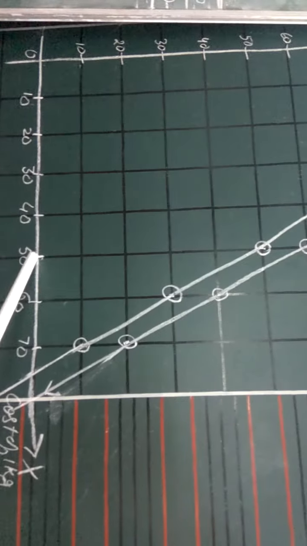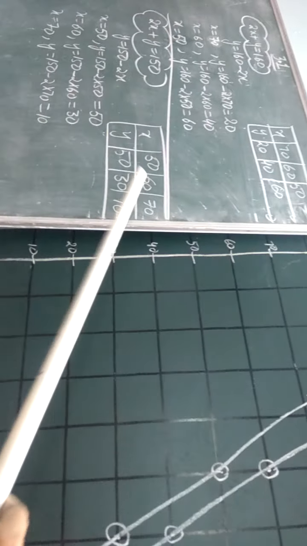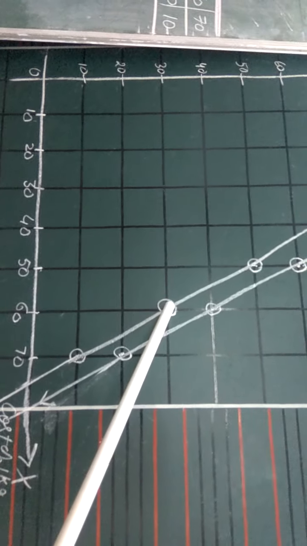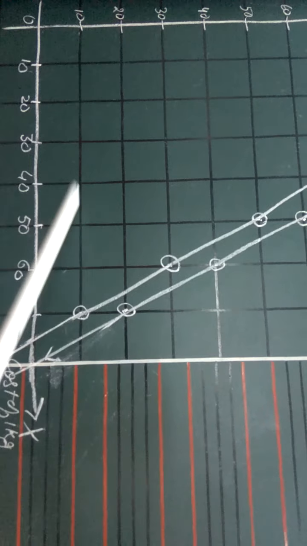Similarly, plot the second points, 50 50. So here is x 50, move it to y 50, mark it here. Then 60 30, x is 60 and 30, mark it here. Then third is 70 10. This is 70, mark it here 10.